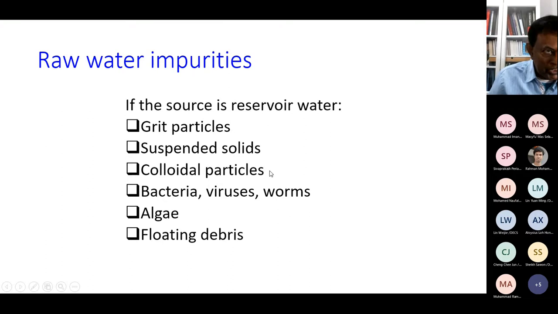Colloidal solids are much tinier particles. They cannot be seen by the naked eye because they are so tiny, but they will impart a color. In other words, they will give a light yellow color to the water. Those are known as colloidal particles. In addition, you will have bacteria, viruses, and worms present in natural water. Very often you will have an algae population in the water source. You may also have floating debris, such as papers and plastic bottles, floating in the natural reservoir. These are all the common impurities which the raw water carries.